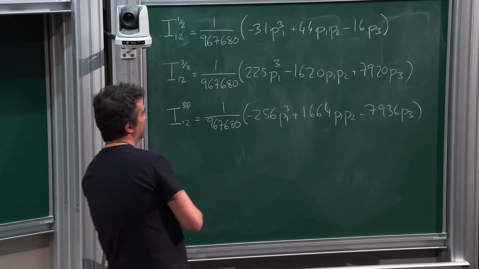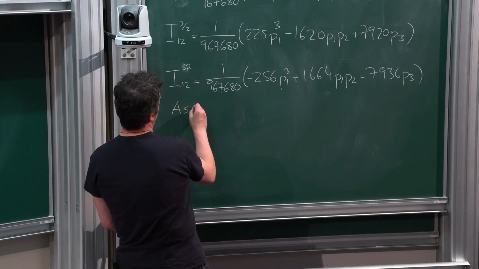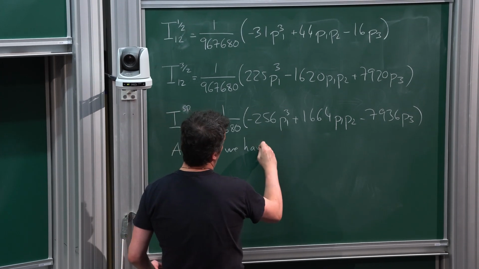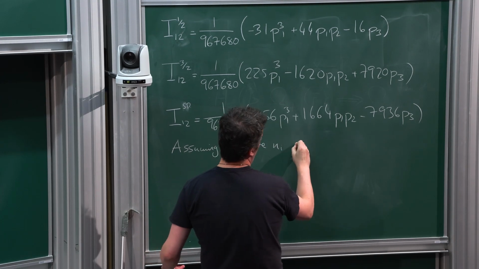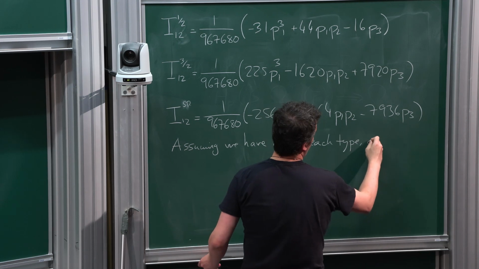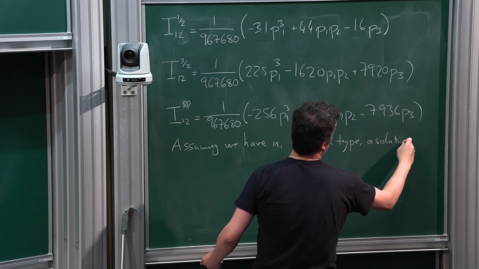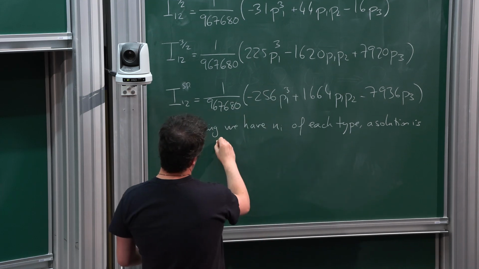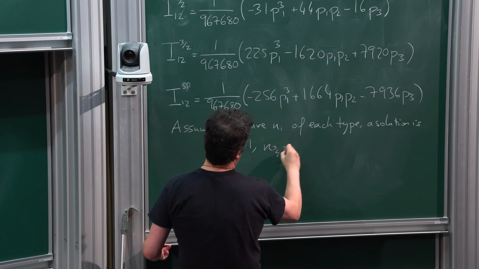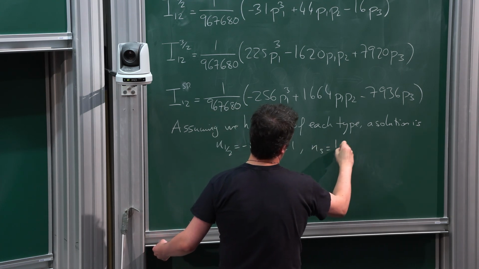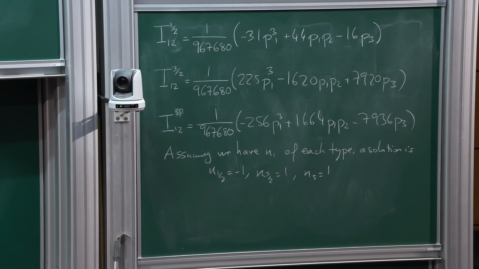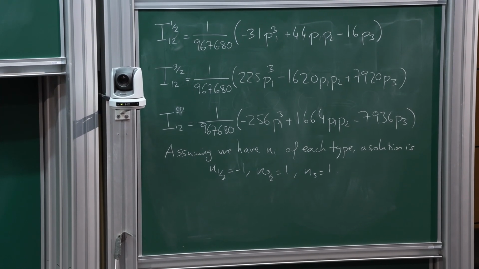So assuming we have n_i of each type, a solution is n_1/2 equal to -1, n_3/2 equal to 1, and n_s equal to 1. And this is, of course, the content of type 2B supergravity.